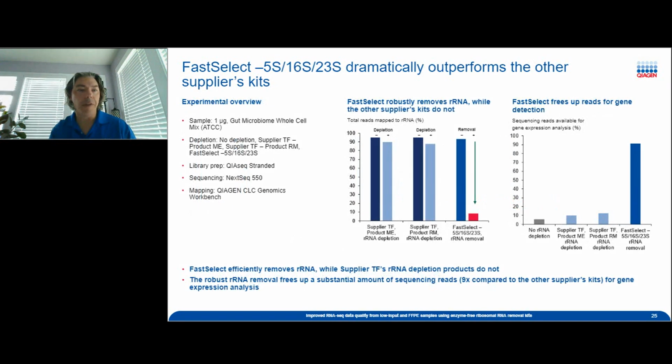And lastly, here's an example of a gut microbiome that we've done with the FastSelect product. In this experiment, you can see the comparison of a couple of different samples: supplier TF, their product ME, supplier TF, product RM, versus FastSelect, where we see a large ribosomal RNA removal. A lot of times when you see a product that doesn't perform as well, it's not that the product doesn't perform well, it's just that in that sample a few regions get through, and those few regions may have a lot of reads on them. That's usually where we see the problem.